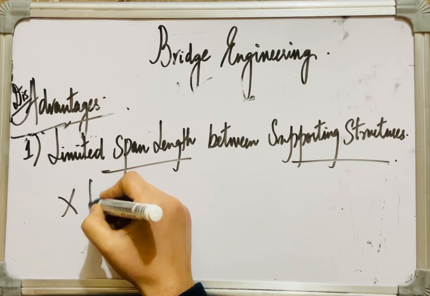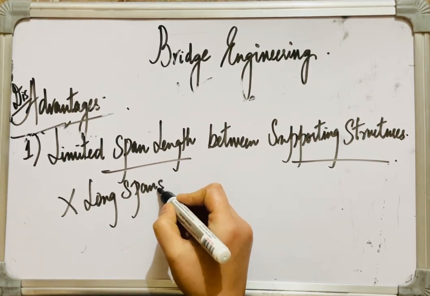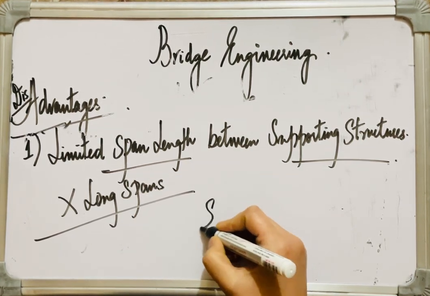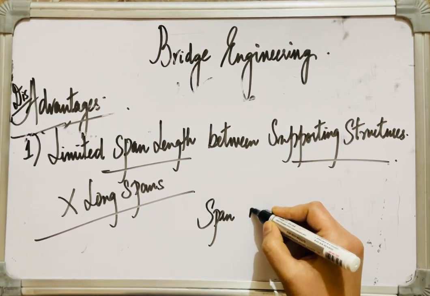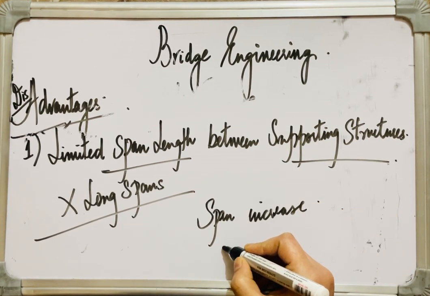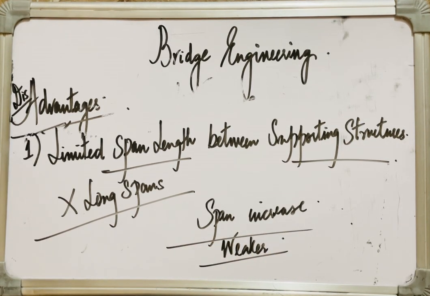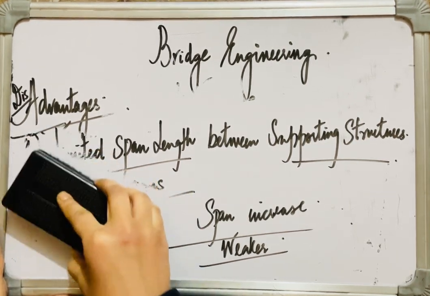All right, so they are not ideal for the long spans, and they tend to be weaker as the span gets increased. As the span increases, they tend to get weaker. So this is the first disadvantage of a beam or a girder bridge, that limited span length between supporting structures can be made out of these bridges, and when the span gets longer, they tend to become weaker. Let's study about disadvantage number two.